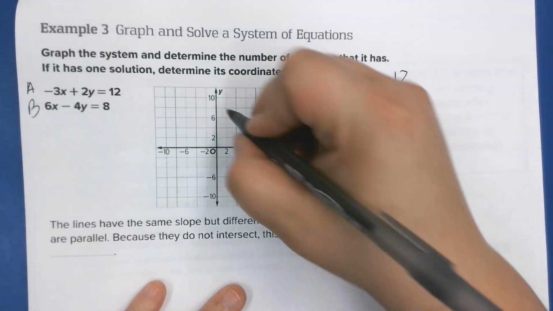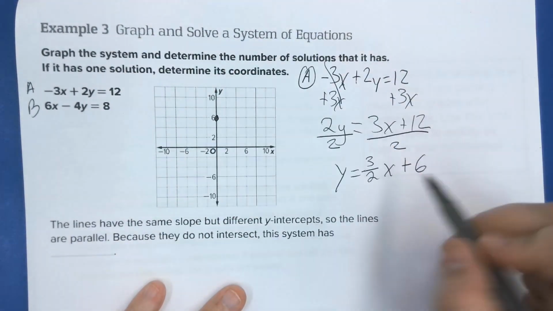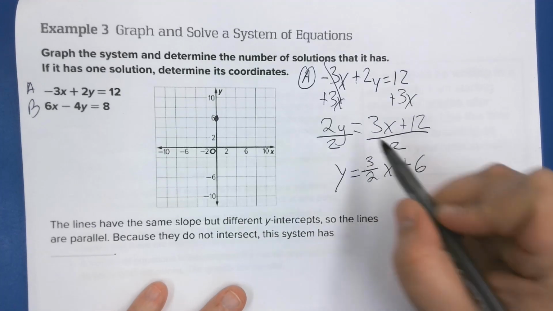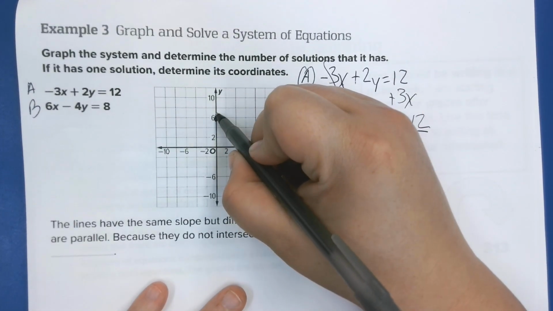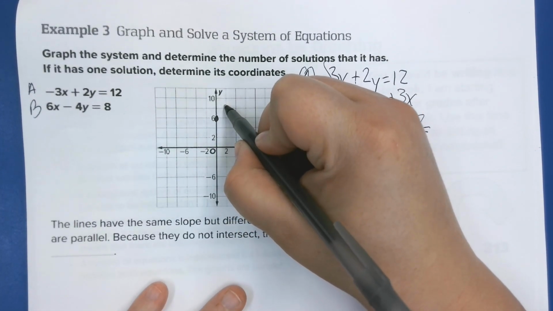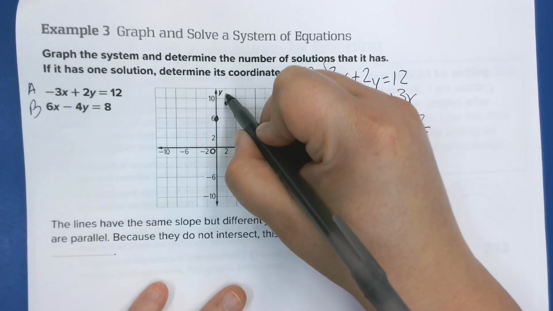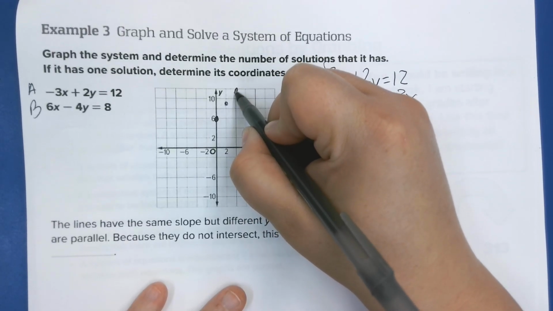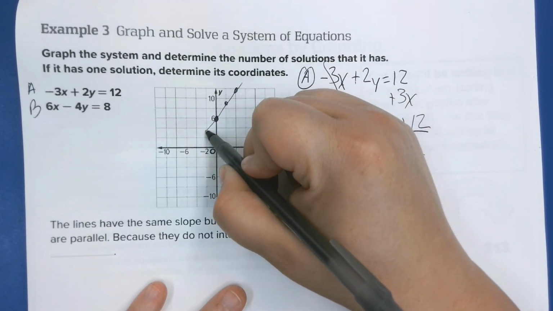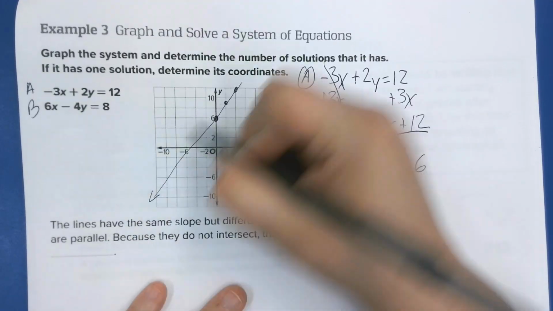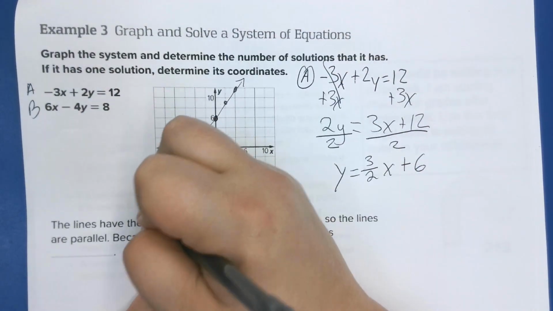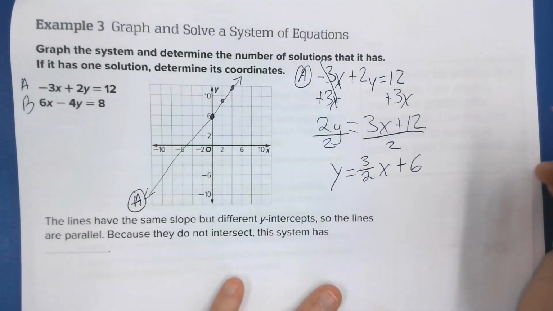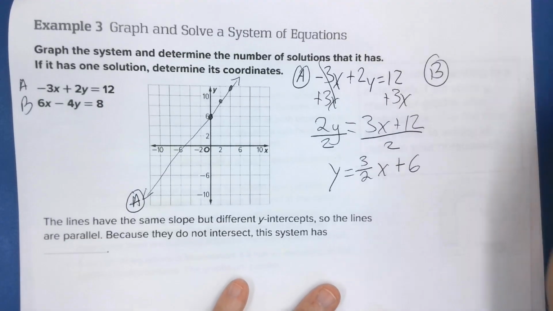I've got a y-intercept of 6. And then I'm going to go up 3, to the right 2. Still counting by 2, so 1, 2, 3, 1, 2. I'm going to draw that line. This is line A. And I'm going to do line B.